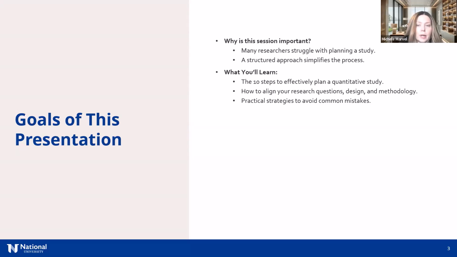And by the time we are done here today, you should have a clear understanding of how to define a strong research problem that is going to focus your study and identify a measurable gap in the literature. Align your research questions with your hypotheses so that what you're asking and what you're testing fit together logically. Select a research design that supports the kind of results that you want to generate, whether you're testing relationships, comparing groups, or exploring trends. And you'll know how to ensure reliability and validity in both data collection and data analysis, because these are two critical pillars of quantitative research.